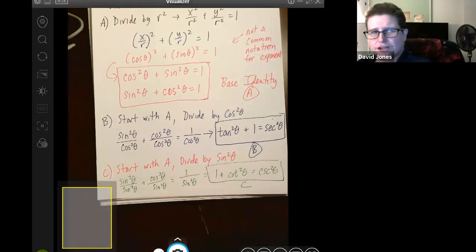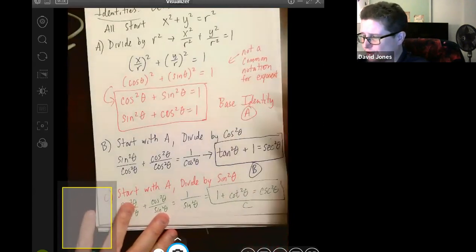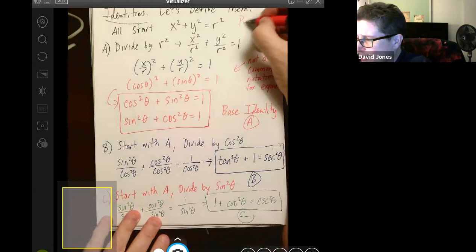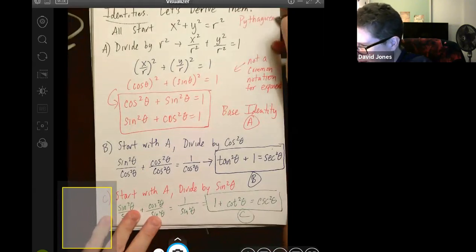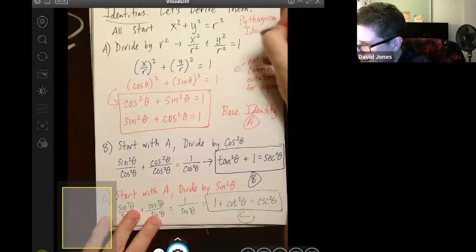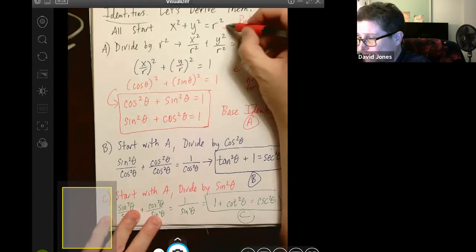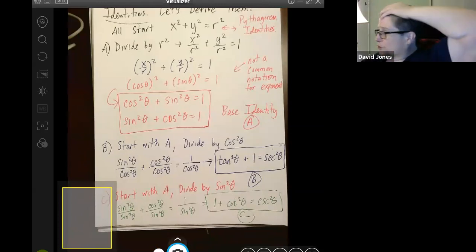These three equations are equivalent, so they just count as 1. These three equations are called the Pythagorean identities. And why? Because they stem from x squared plus y squared equals r squared. That's the only identities that we'll do in this section.